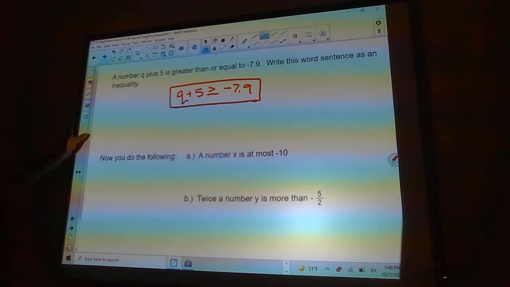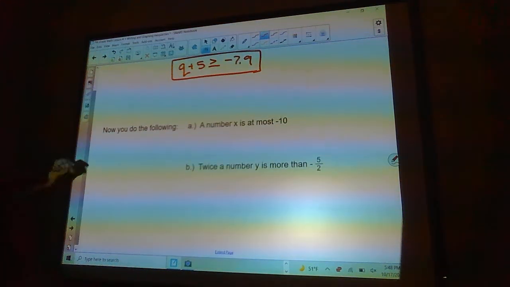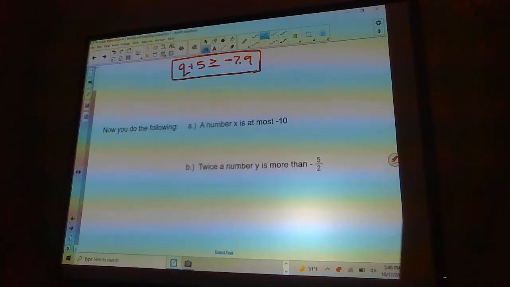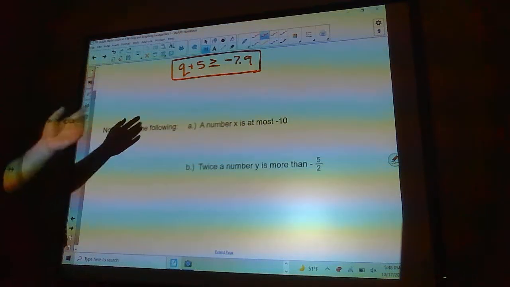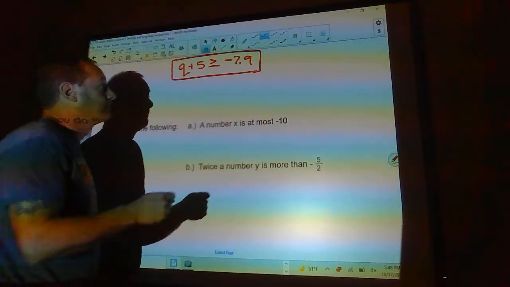Okay, you do these two. A number x is at most negative 10, and twice a number y is more than negative 5 halves. Pause the video, do those, and then jump back on here.